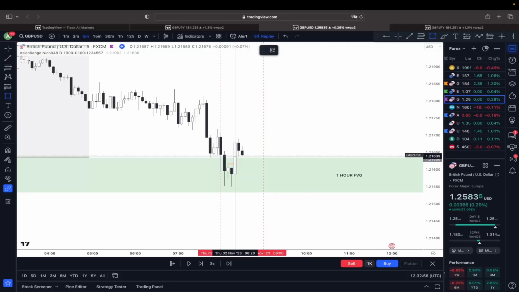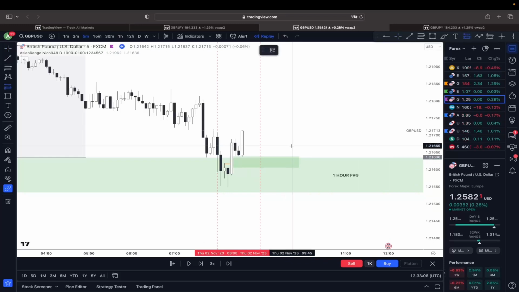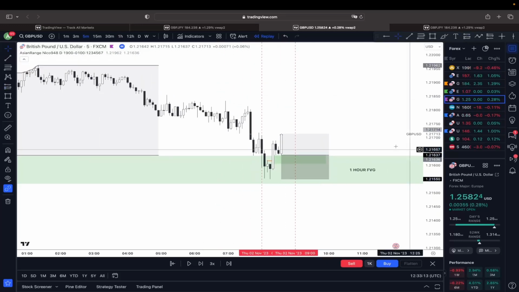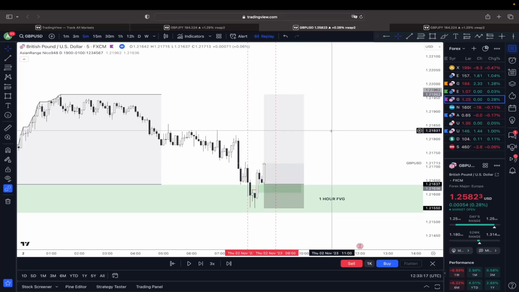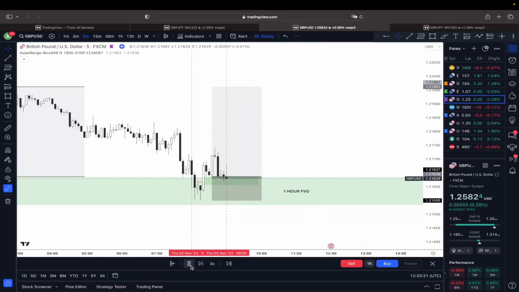We then had this fair value gap created off of that market structure shift, which we tap into with this candle. So as soon as we tap, we enter into buys. Our stop loss is at that low, that 5-minute low, and our take profit is at that Asian high for a 3.74 risk reward. Let's play the trade out.